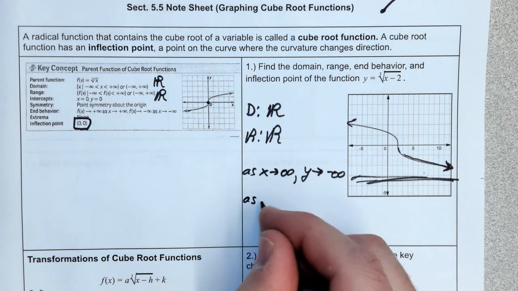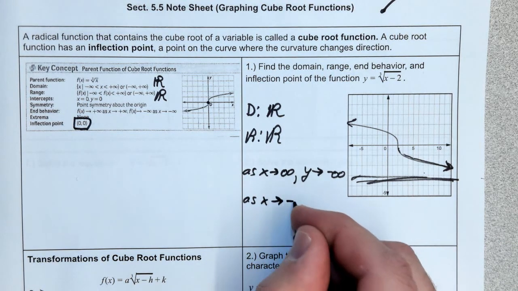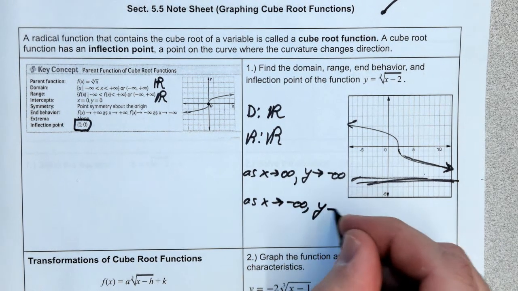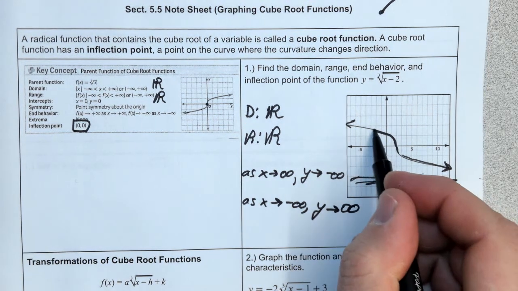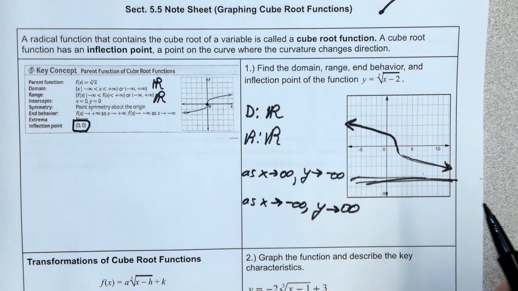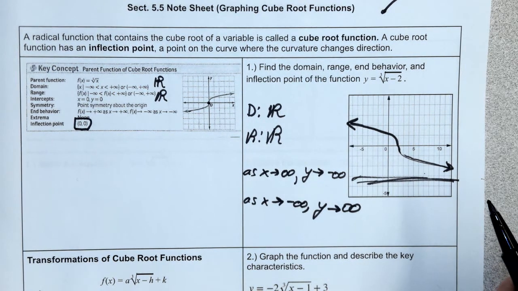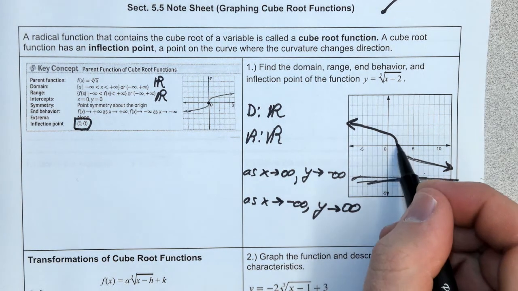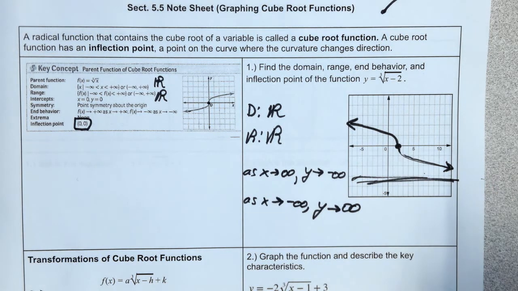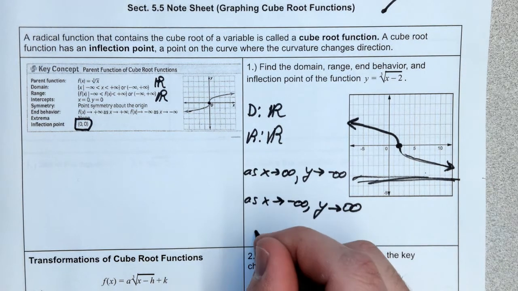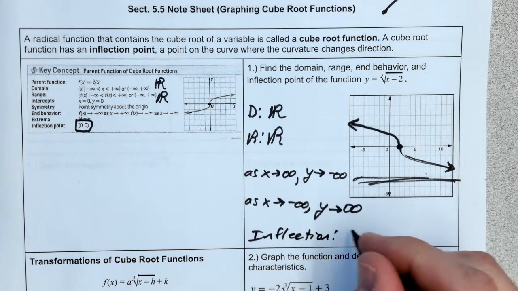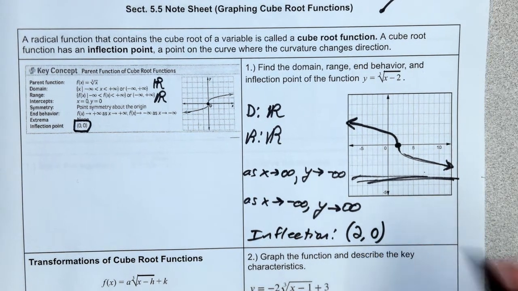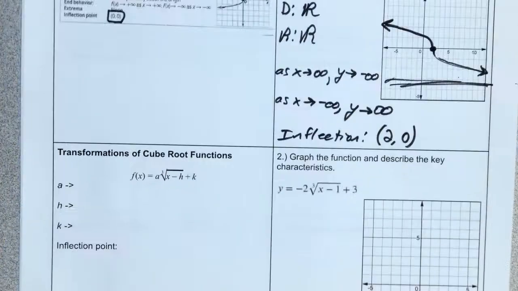And then as x goes to the left, as x approaches negative infinity, y is approaching positive infinity, right? Because as you move to the left, the graph is going up. The y values are getting greater, all right? Where's the inflection point? It's going to be right here. That's where that graph turns. So the inflection point is at 2, 0. Okay? All right, cool.